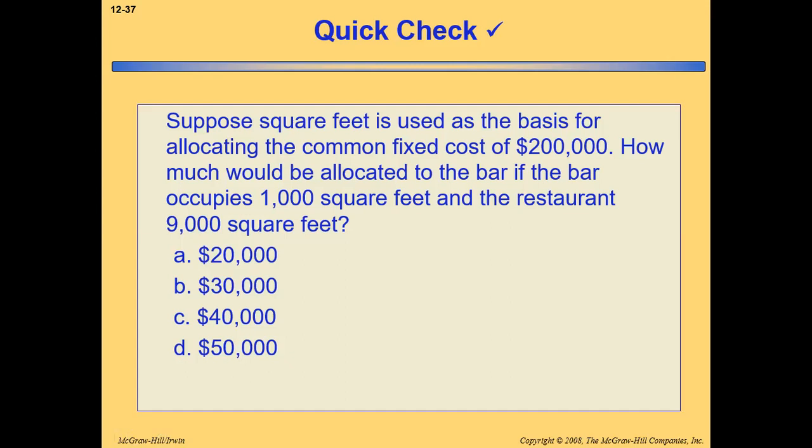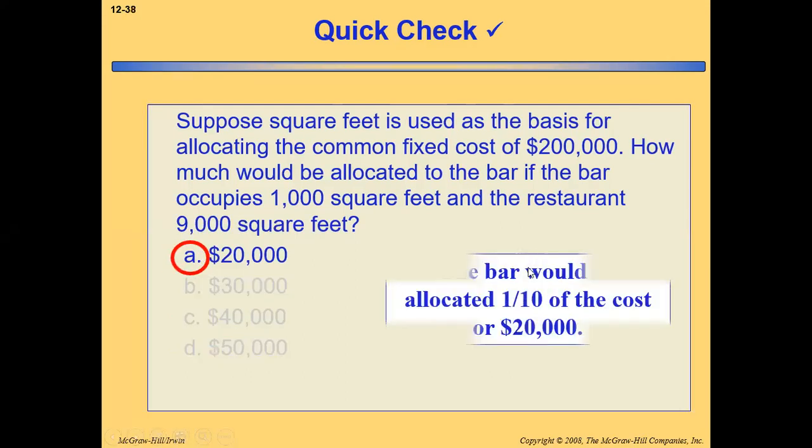2 lakh? 2 lakh 20,000? জি 20,000। এটা হচ্ছে কি টোটাল হচ্ছে কত? 10,000 স্কয়ার ফিট। 1000 plus 9,000, 10,000। 10,000 divided by 2 lakh, that means per square feet is how much? 20, right? Now if you eliminate bar, in the bar there are 1000 square feet, so that means 1000 into 20, so that means it is 20,000.